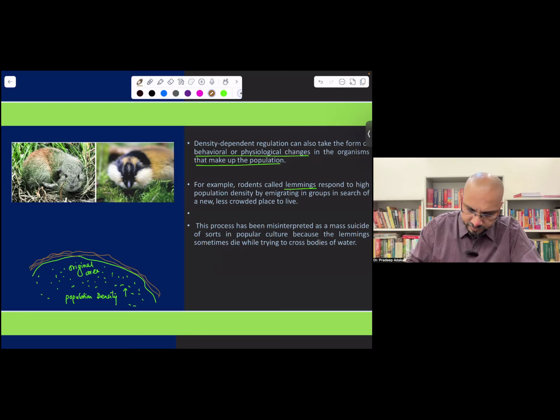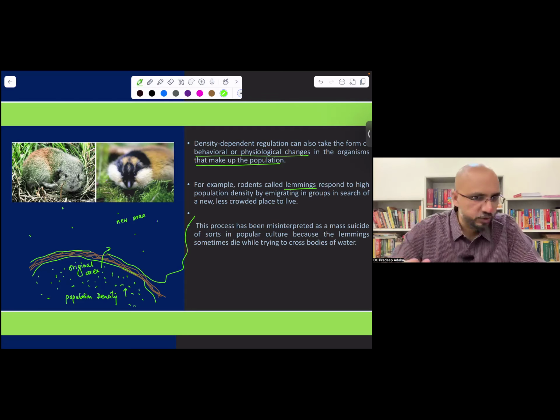On the other side you have this new area where only few individuals are there and plenty of resources are available. They want to move into the new area. To do so, they have to cross this geographical barrier, this stream. While attempting to do so, most of the lemmings fall in the stream and they die.